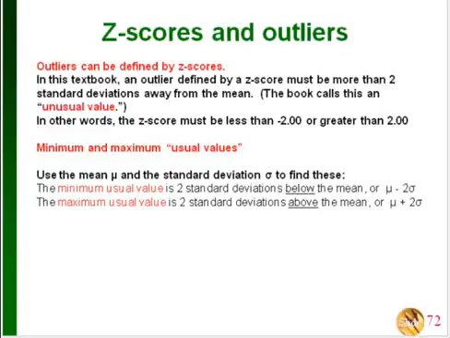So in your homework, when it asks you about minimum and maximum usual values, you use the mean and the standard deviation that they give you to find these. The minimum usual value is 2 standard deviations below the mean, or is the mean minus 2 times the standard deviation. The maximum usual value is 2 standard deviations above the mean, or in other words, that's the mean plus 2 times the standard deviation. So in the homework, they'll ask you about the range of values. They'll ask you for the minimum and maximum usual value. So use these formulas to find that. And then if the value is outside of that range, if it's not in between the two, then the book considers it an unusual value.